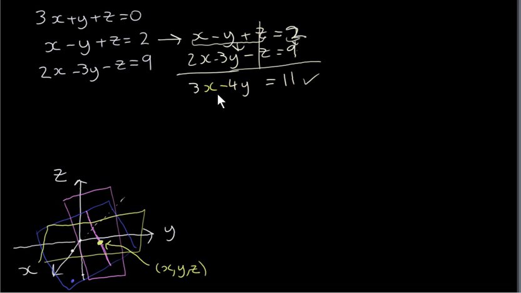So now we need to get another equation in x and y. So we need to pick a different pair of equations. So I could take the top equation and the bottom equation. They're convenient because I only have to add the top one onto the bottom one to eliminate z. So I don't have to do any multiplying. I don't have to do any adjusting.